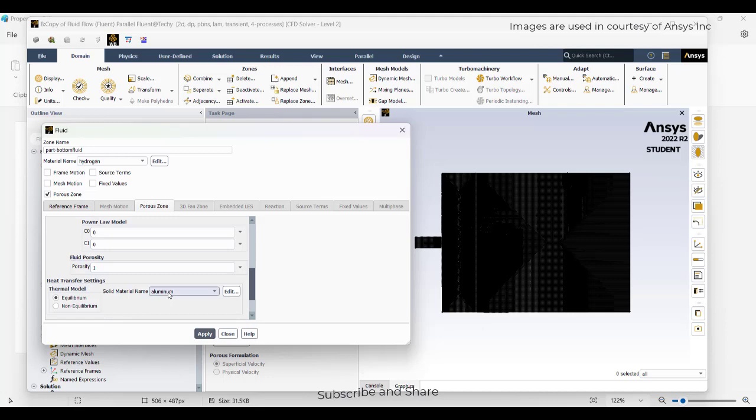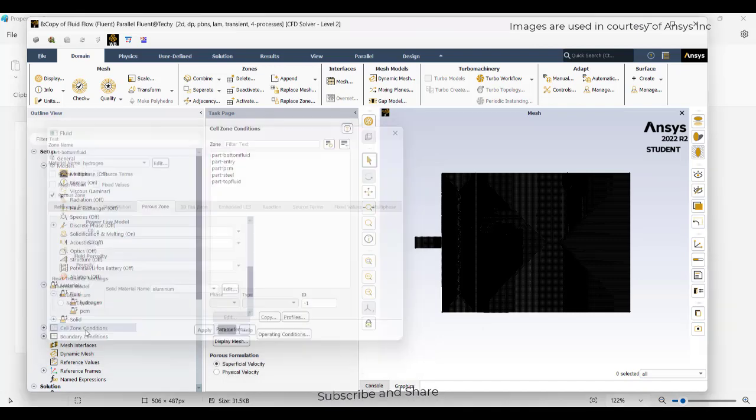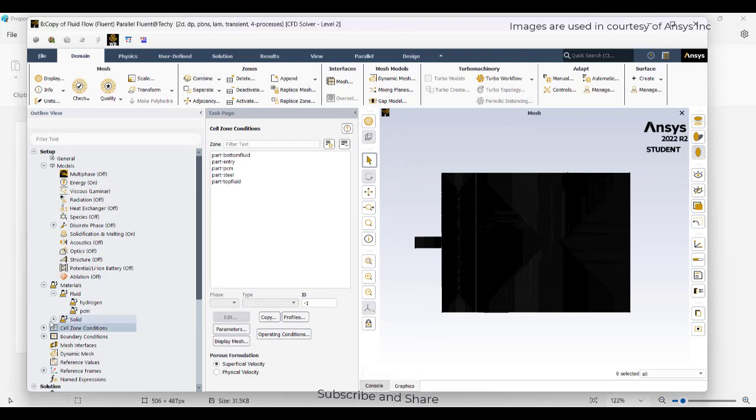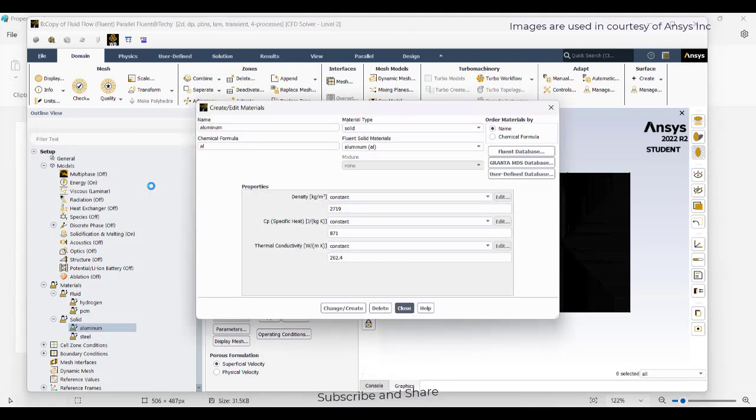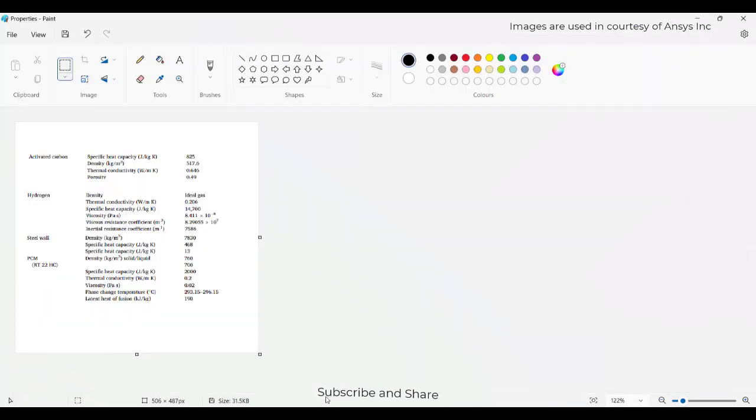Okay. And the material is carbon, so we also need to get the carbon properties. So we'll just change the aluminum to carbon and we'll assign the properties to that carbon. Cv, density of the carbon here, it is given as 517.6.